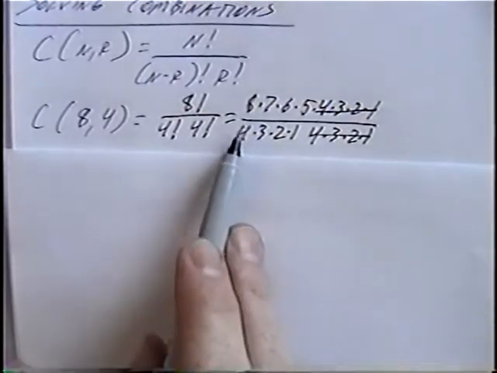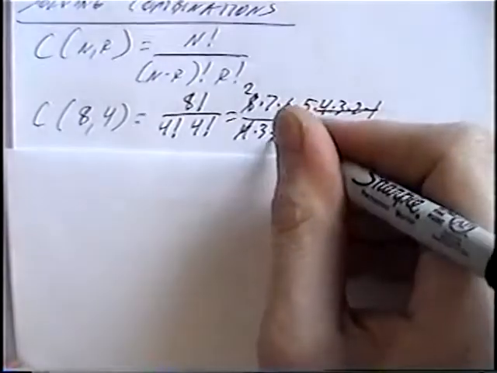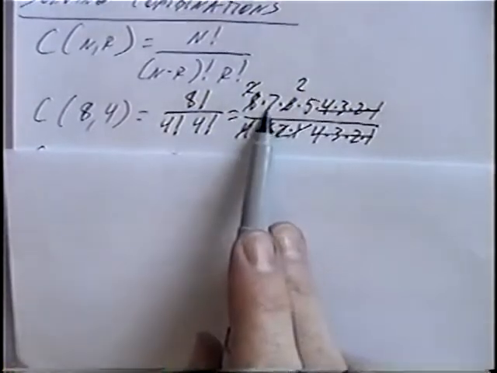One other shortcut is we can cross cancel or simplify. 8 divided by 4 would be 2. And the 2 we can cancel. 6 divided by 3 would be 2. And we're just left with a 1 in the denominator, which we can ignore. So we'd have 7 times 2 times 5, which would be 70.